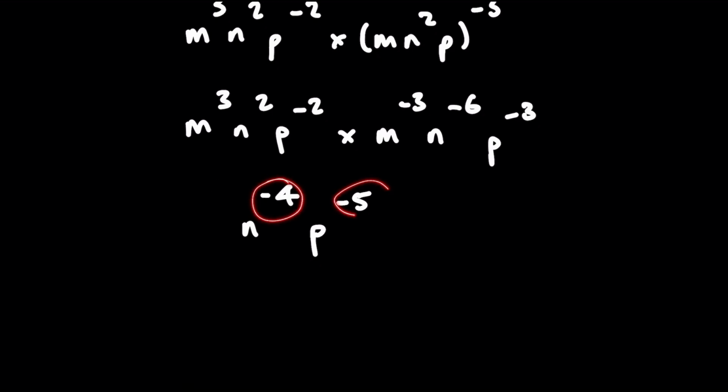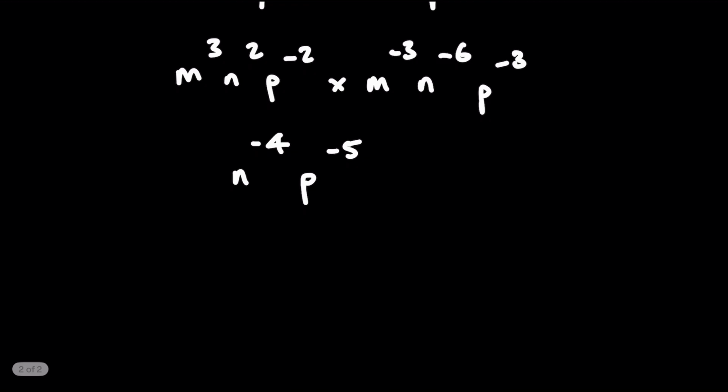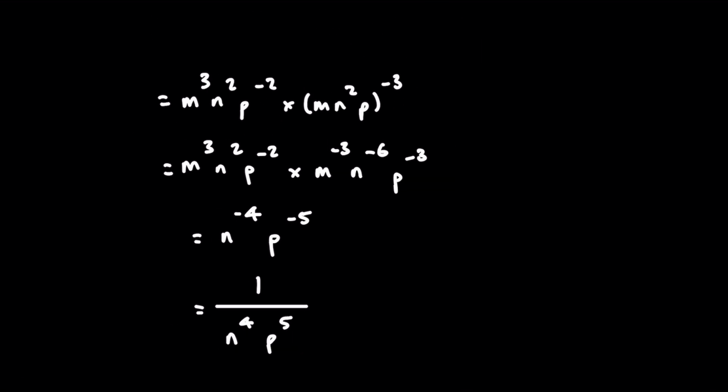And now we're left with negative indices. Whenever you simplify anything with negative indices, you want to leave your answer as positive indices. So if I just take the reciprocal of my answer here, I can achieve positive indices. n to the power of 4, p to the power of 5, but because it's the reciprocal, I can just do 1 divided by this. So that is my final answer. You can take a screenshot and rewatch this, but that's how negative indices work.